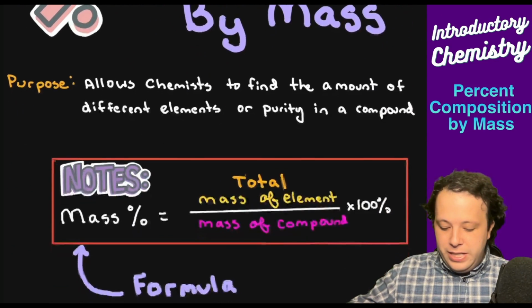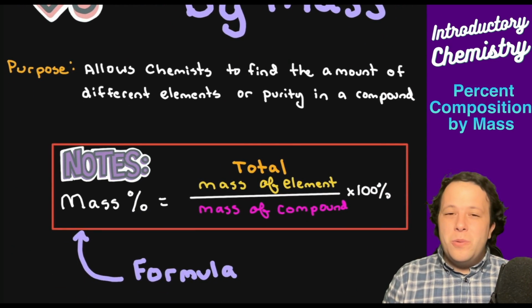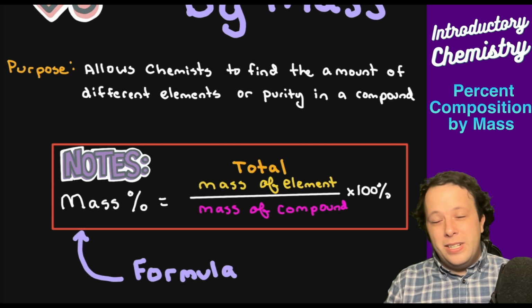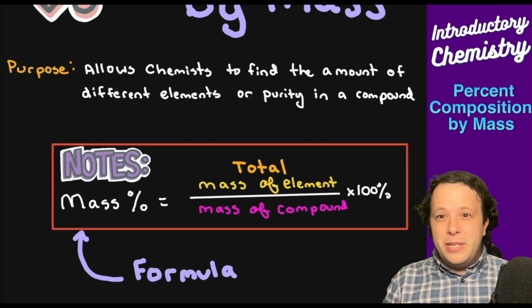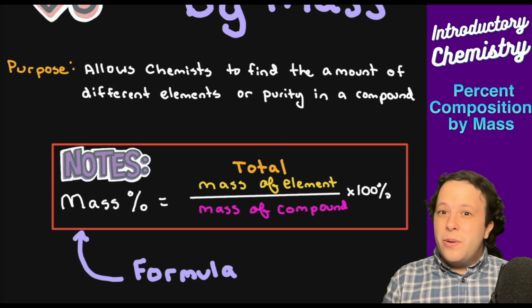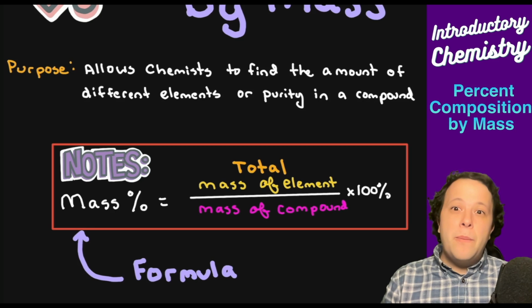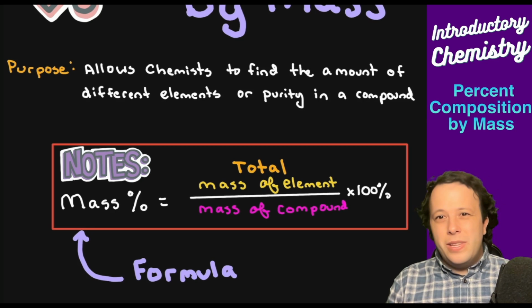What we're going to be using is the following formula. The mass percent is the total mass of a given element, using the molar mass, divided by the molar mass of the compound, times 100%. This is a formula that we're going to be using throughout this entire video, going through multiple different examples of how you can calculate percent composition and how you can figure out how much of a sample you have with a given mass as well.